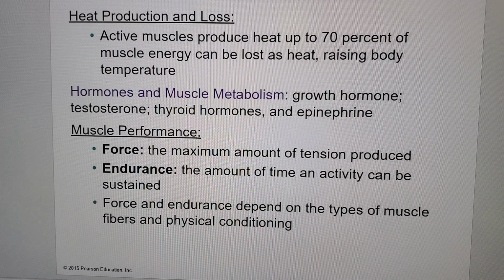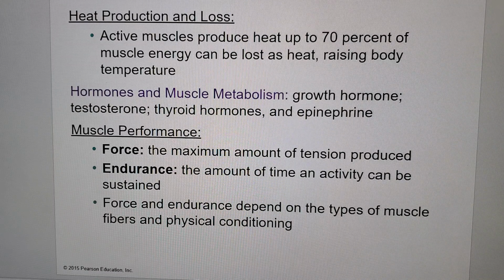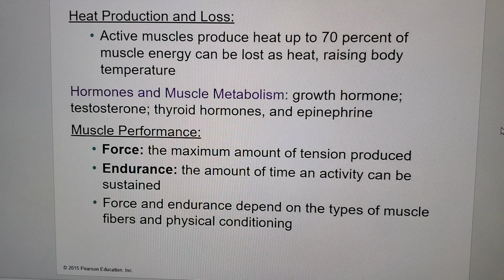Heat production and loss. The muscles produce heat, and about 70% of that can be lost as heat. If you are getting around in the morning, it's wintertime and it feels kind of cold, and you move around a little while and you're thinking, wow, it's not cold, it's just fine. Your body has built up that heat. Your muscles moving, quote unquote, getting around, created more heat. It raised your body temperature, and then you're comfortable, or maybe overwarm here in Arizona.